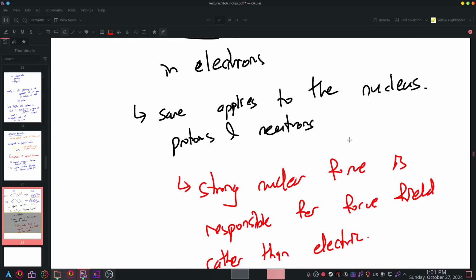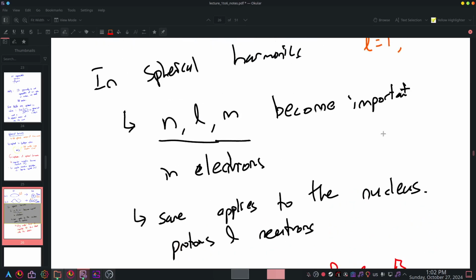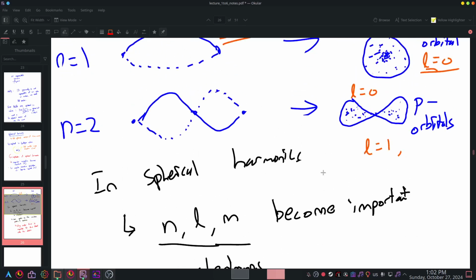Okay, but the same spherical harmonics equations will apply here, except the force field shape, the force field profile, is different for the electrons and the protons and neutrons. Each of them has a different force field shape. The electrons have a shape, protons have a shape, neutrons have a shape. So that's what I'm trying to say with this spherical harmonics.